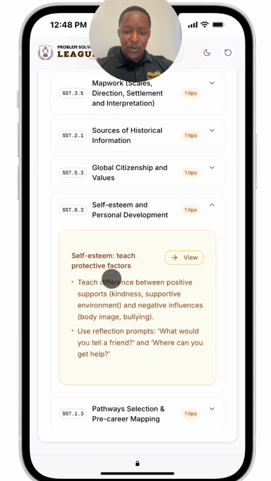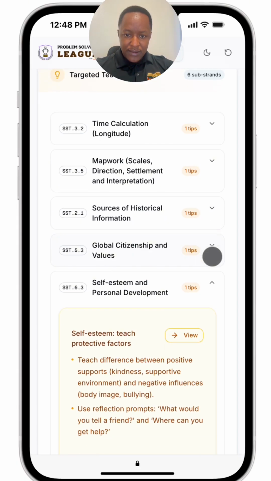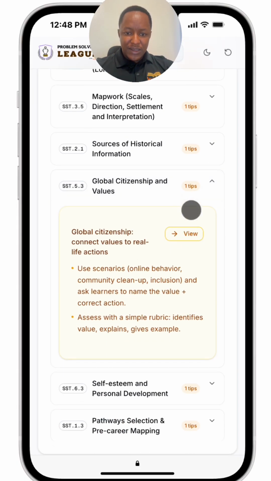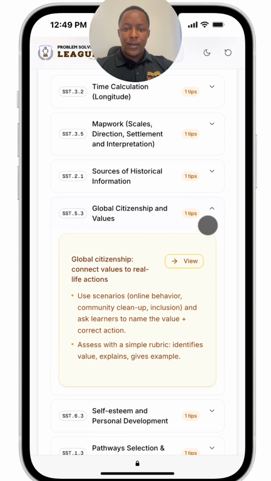This is also very good for them to understand kindness, a supportive environment, and negative influences. And maybe finally, let's talk about global citizenship and use scenarios such as online behavior and community cleanup, for them just to understand the real-life application of global citizenship values.